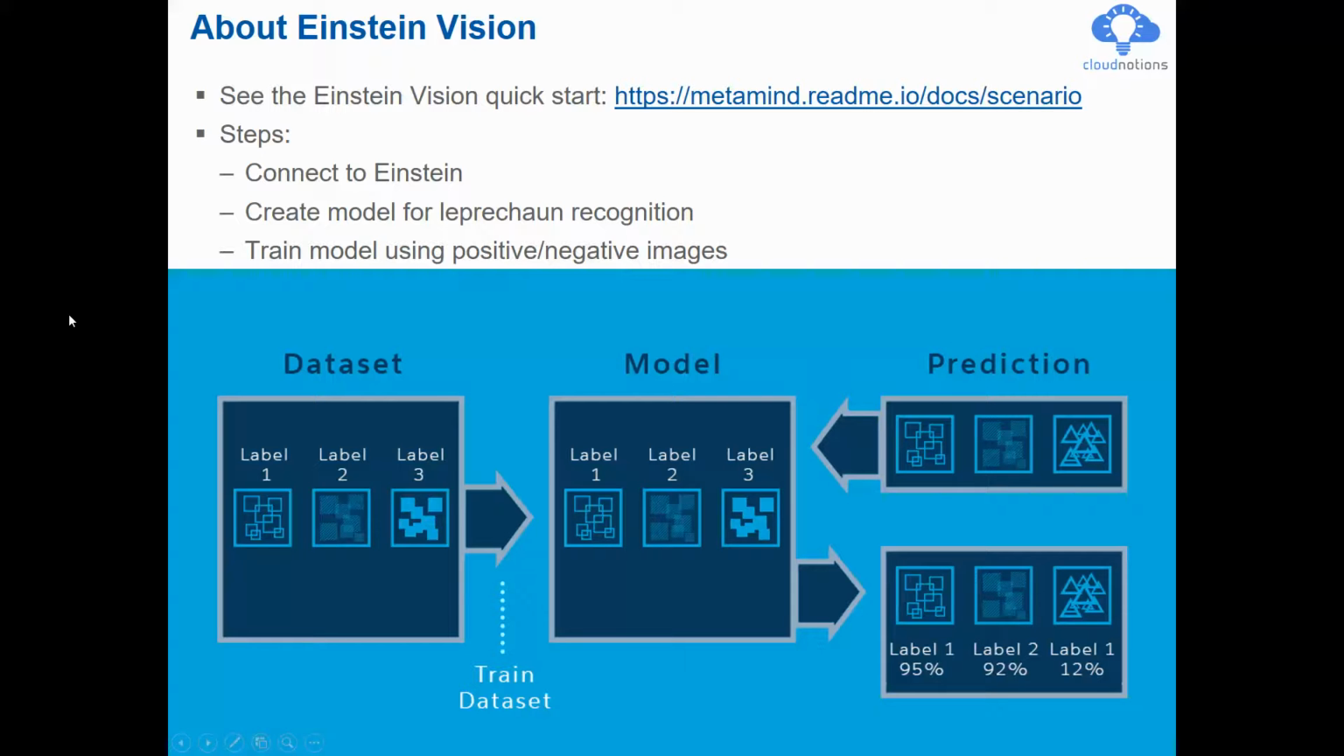Basically, the steps involved for this project were connecting to Einstein. From the documentation, I just used curl, but there is an Einstein Playground app that you can add to Salesforce, so you can do this via the UI. But then I created a model of leprechaun recognition, and then I trained that model using positive and negative images.